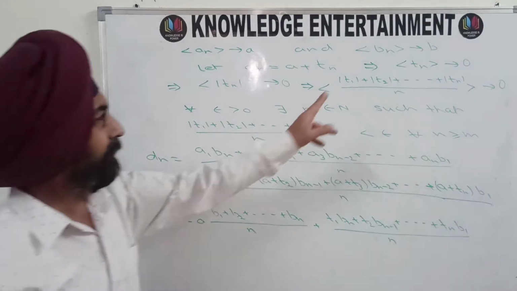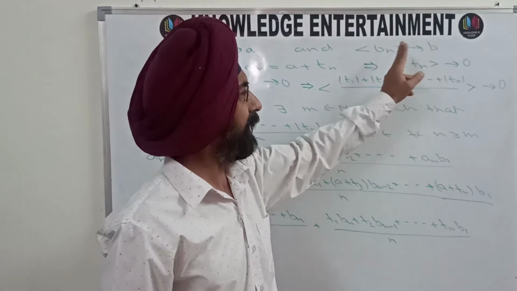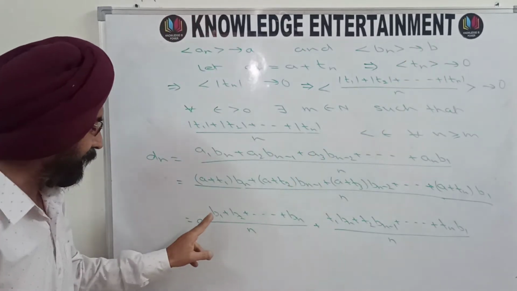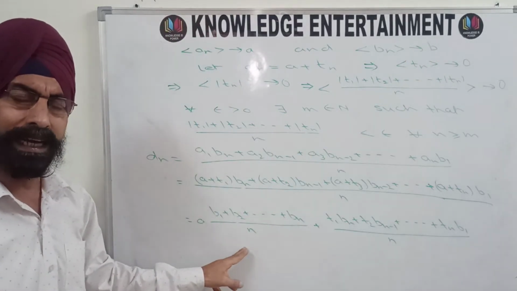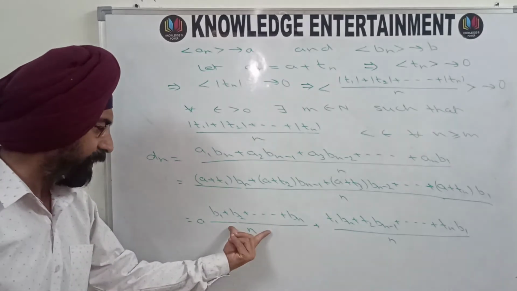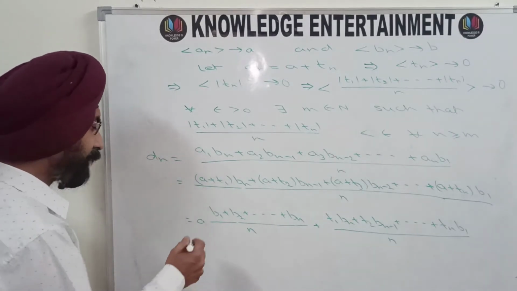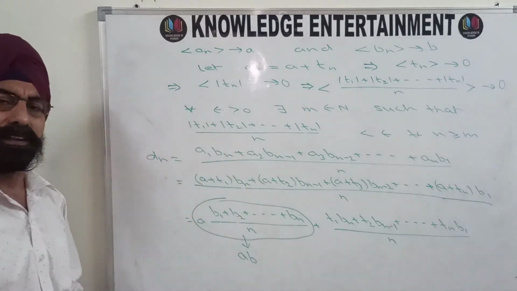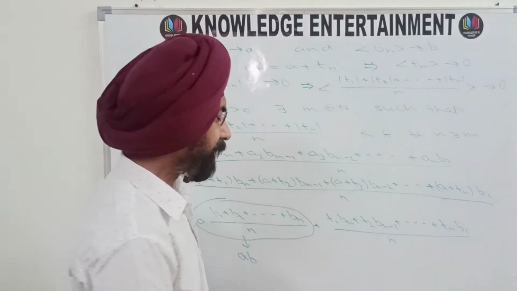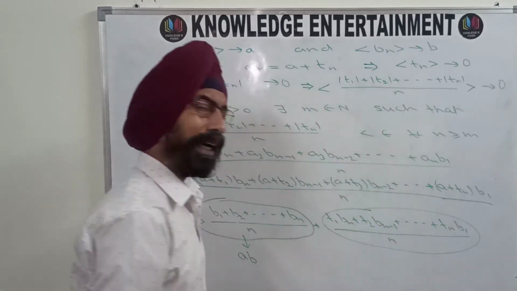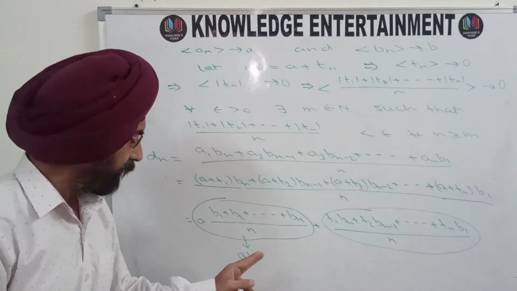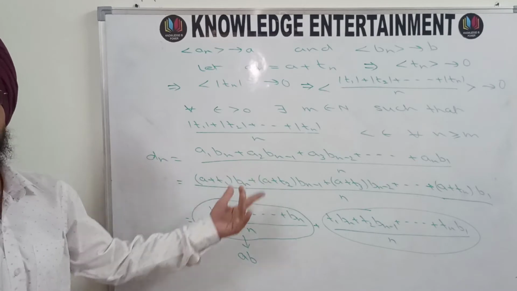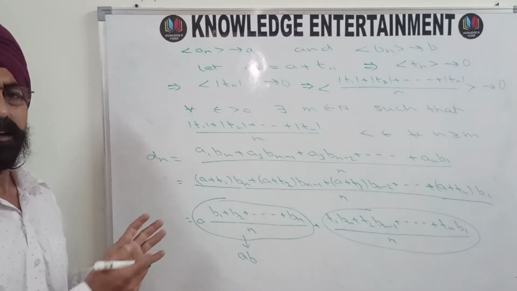Once again, we are given that Bn converges to B, and by making use of Cauchy's first theorem on limits, we can say that (B1 + B2 + ... + Bn) divided by n also converges to B. Here you have a constant A, so this converges to AB. If this other part converges to 0, the whole right-hand side will converge to AB plus 0, that means AB. And Dn converges to AB. We will have the proof.